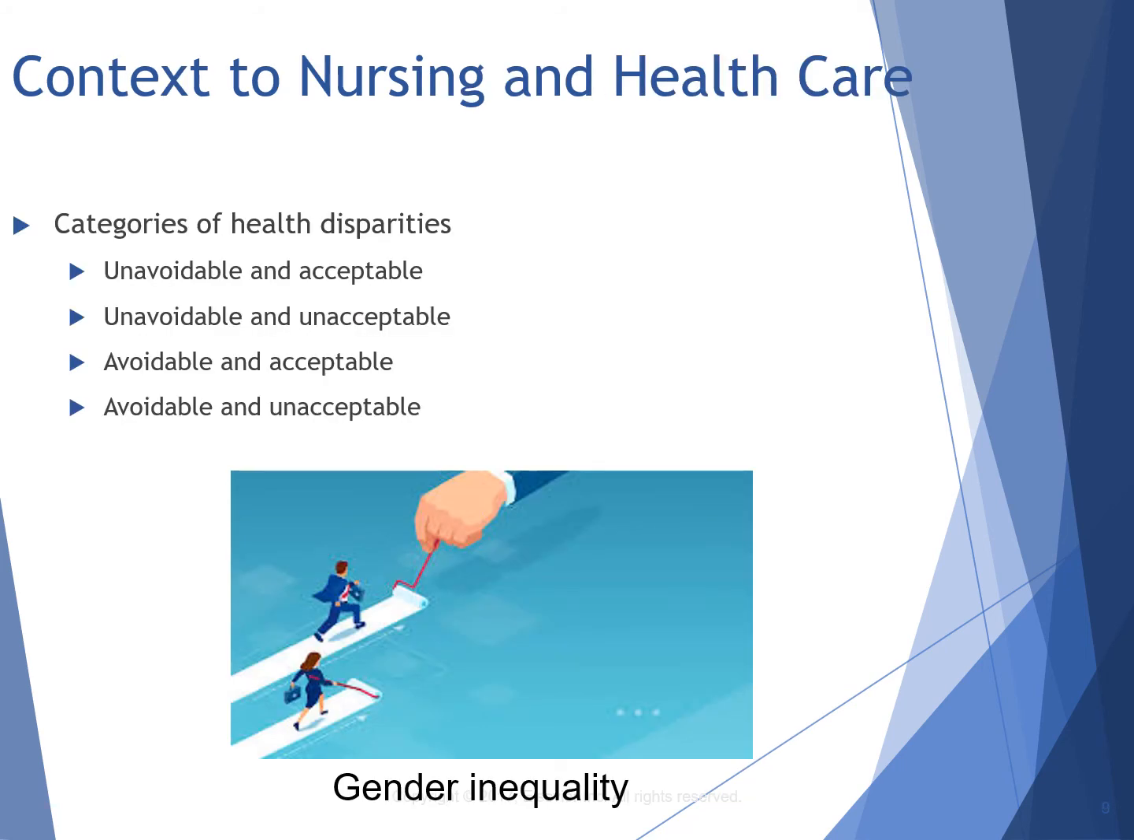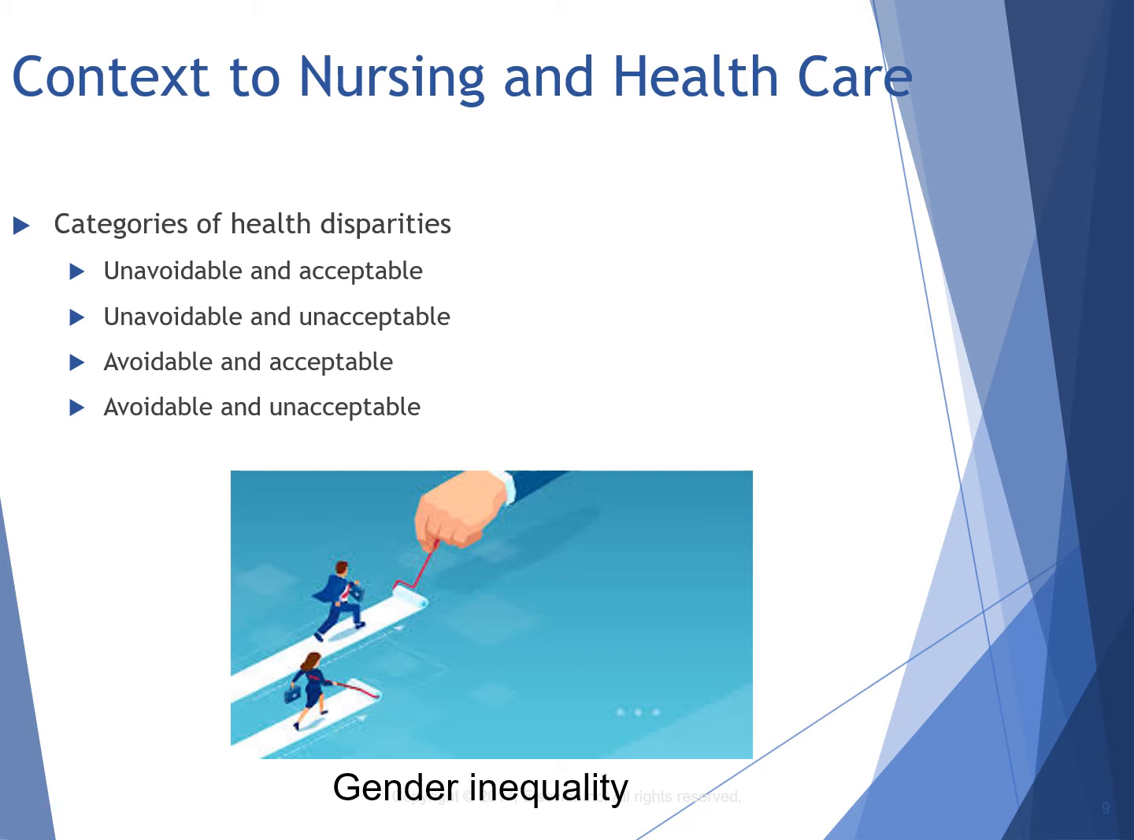Let's see what the context is for nursing and healthcare. So, health disparities seen in the context of nursing and healthcare largely represent healthcare disparities. They are seen in various nursing settings and situations and are roughly categorized as unavoidable and acceptable, unavoidable and unacceptable or unjust, avoidable and acceptable, and avoidable and unacceptable. As we discuss each of these, try to think of an example of each type.